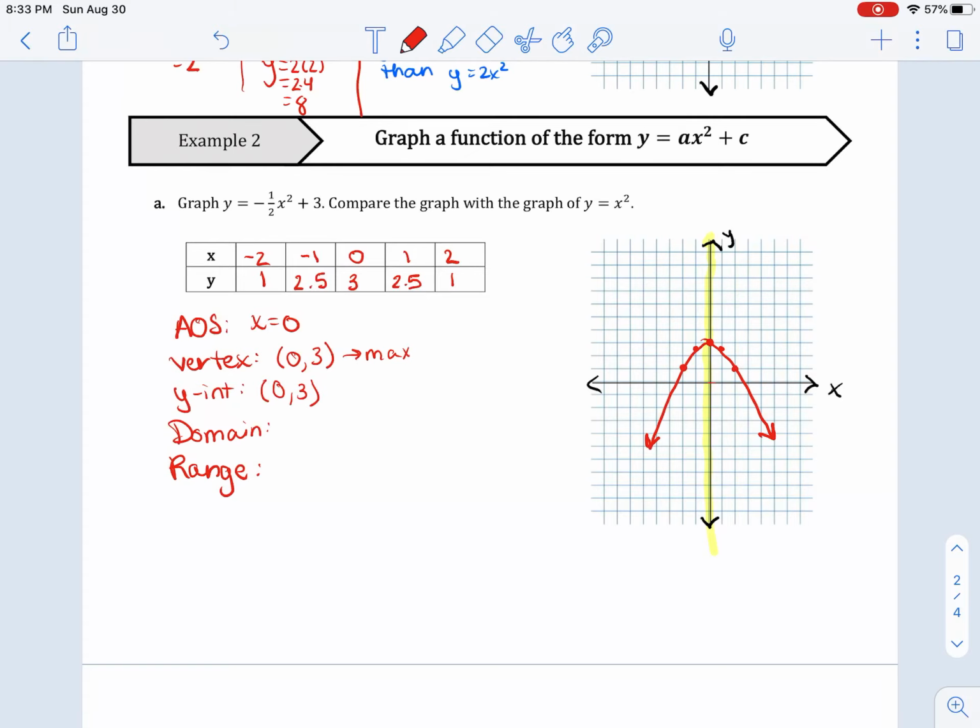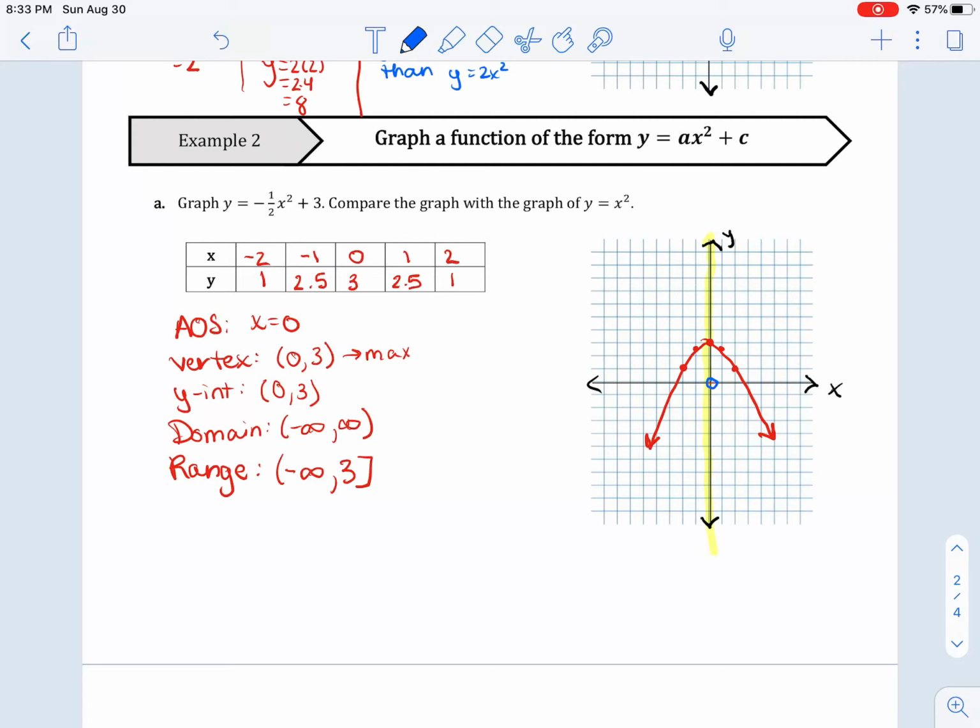You're going to notice that the y-intercept and the vertex are always the same if your axis of symmetry is 0. It's not always 0. Our domain hasn't changed. That's still negative infinity to infinity. Our range is different here. Our minimum value, since this goes down, our minimum value is actually negative infinity. Our maximum y value, the highest y value that we can ever reach, is 3. So notice our minimum is negative infinity, our maximum is 3.